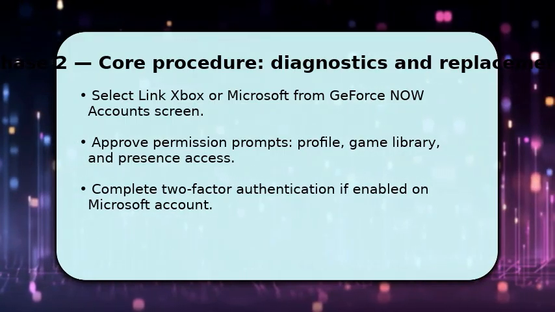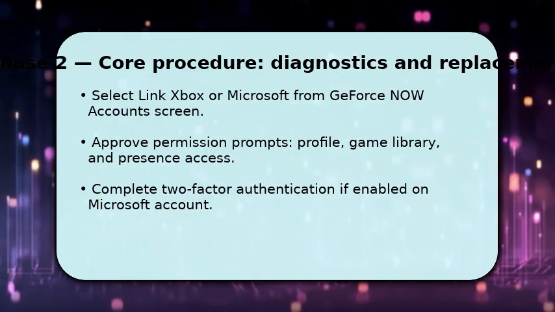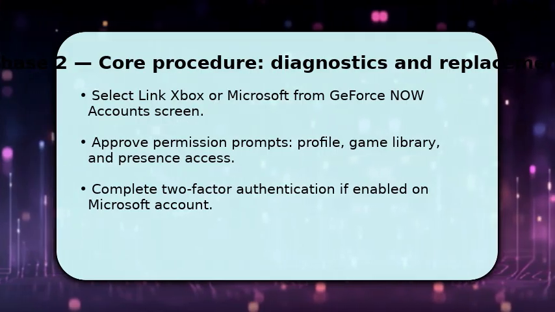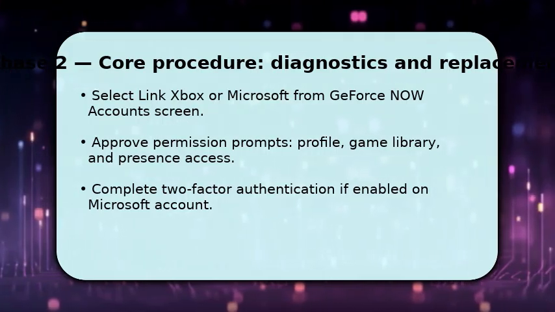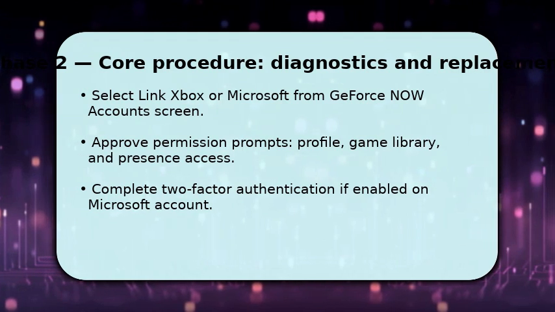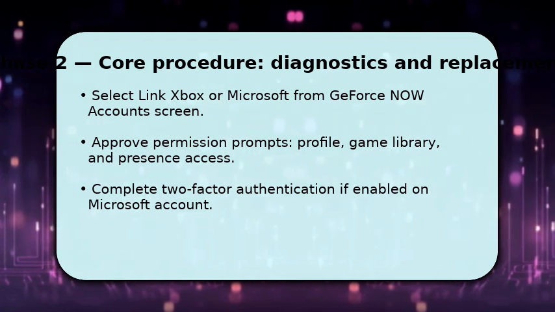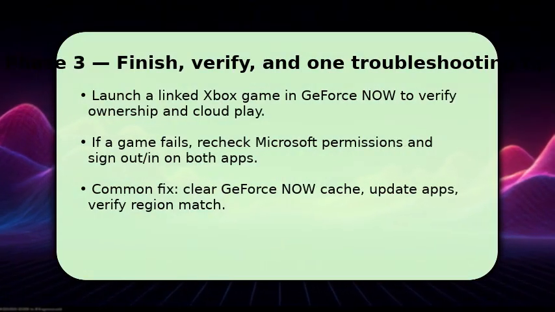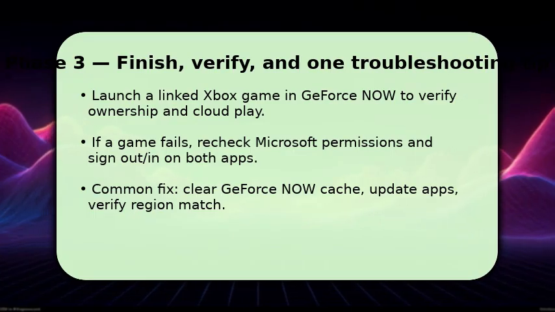If you have two-factor authentication enabled, complete the code entry or use the Authenticator app. Make sure to accept any device trust prompts so future sign-ins are faster. Once accepted, GeForce Now will enumerate your Xbox games for streaming and ownership checks. Finish by launching a linked Xbox title from GeForce Now to verify ownership and that streaming works.